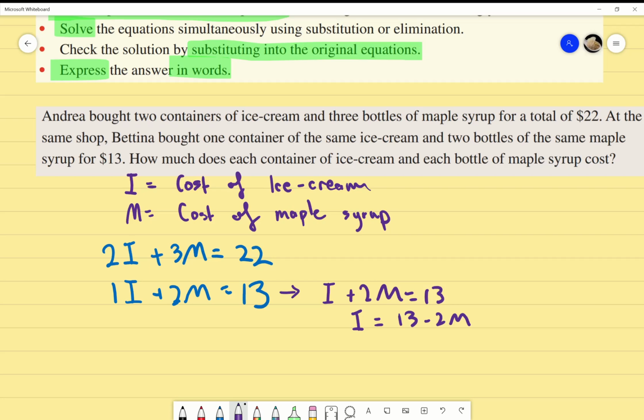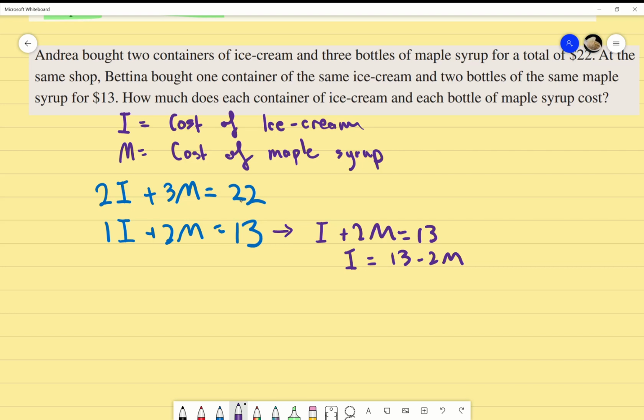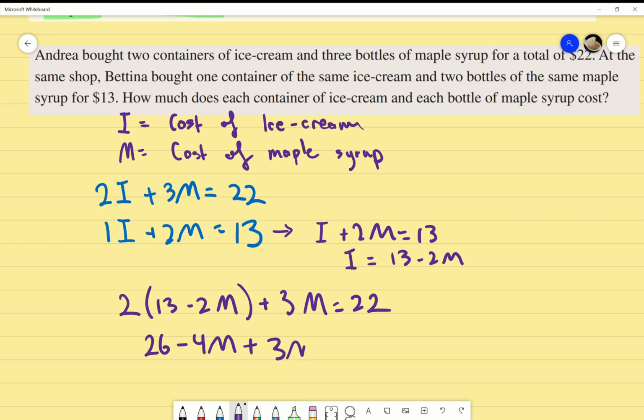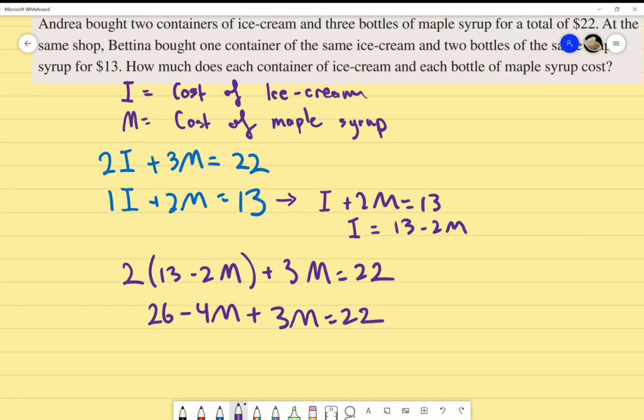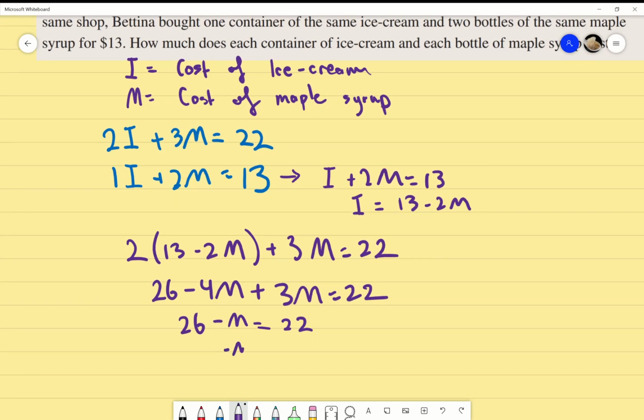Okay. From there, let's do substitution. I could write sub equation 2 into equation 1, but I'm just going to substitute it straight up. So that's 2, and instead of writing I, I'm going to write 13 minus 2m, plus 3m equals 22. Expanding that out, that's 26 minus 4m plus 3m equals 22. Simplifying that, 26 minus m equals 22, minus 26 on both sides, negative m equals negative 4.